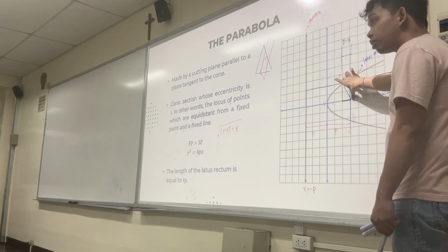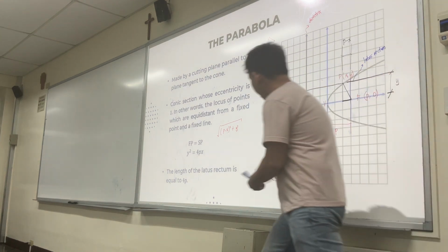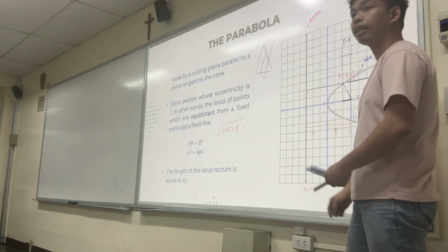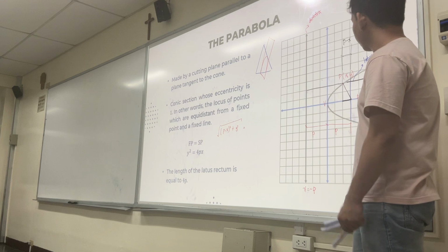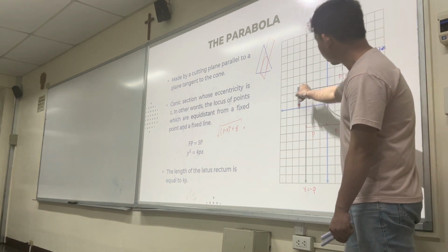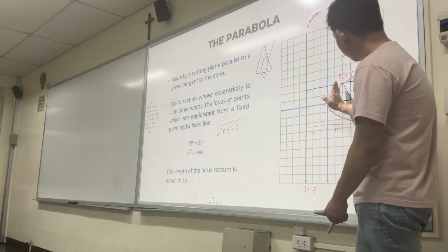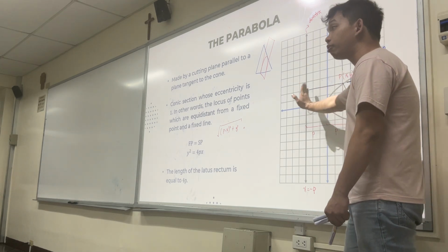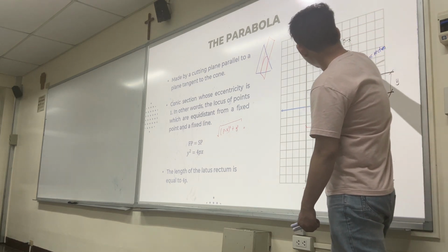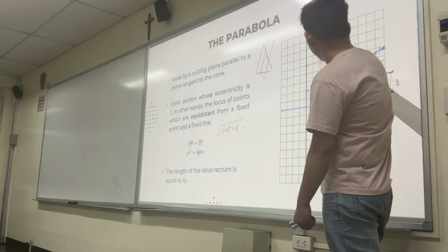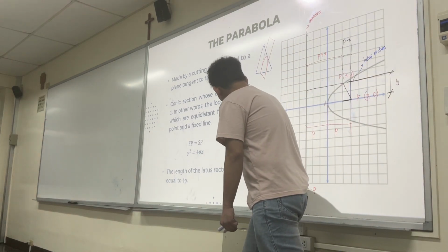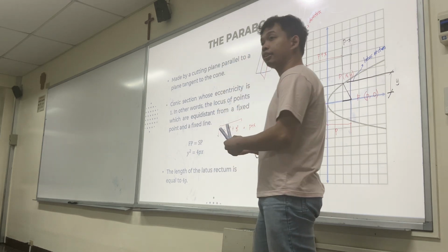How about SP? The distance from your point P to your directrix. How would I write that one? How many units is it from point P to your directrix? That would be x units plus what? Plus p. So the distance from that point to this point is simply p plus x. Do you see? So we can equate this with p plus x.